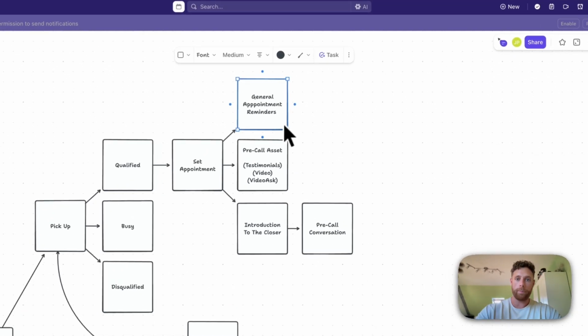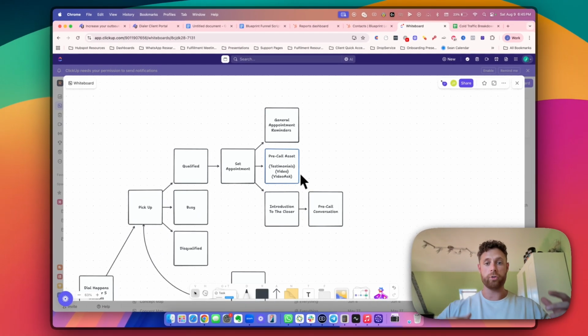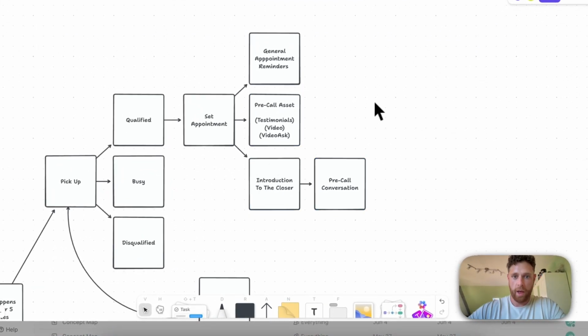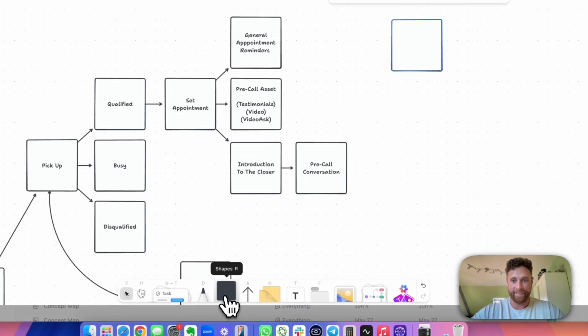Again, these are general appointment reminders. These are not pre-call conversations, and this is a pre-call asset, okay? This is something that they need to do. Now, these two can kind of go together. Hey, the closer can introduce the pre-call asset, but you want all 3 of these at a minimum, okay? Now, all of these are going to converge back to one of 2 things. So again, we are just visualizing this entire thing.